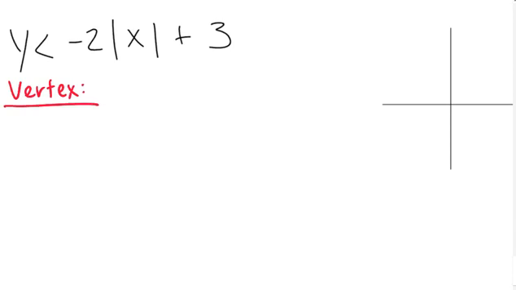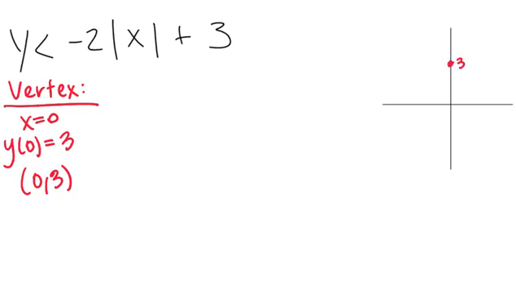That's x equals 0. Whatever's on the inside of the absolute value, you set it equal to 0. And then you find out what y of 0 is. Y of 0 is negative 2 times 0 plus 3. Okay, so the vertex is 0, 3. So maybe I'll set that here. That's 3. Okay, then the other point.